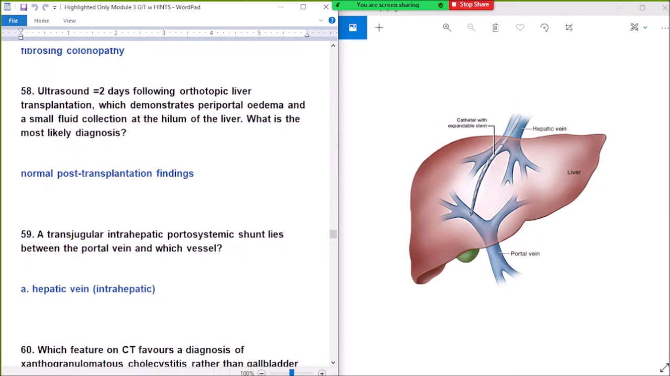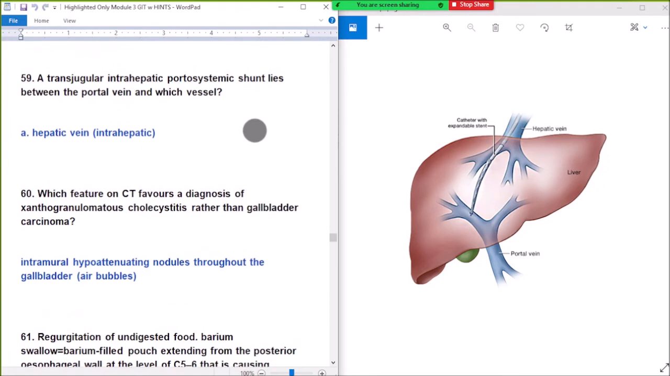Question number 58. Ultrasound 2 days following liver transplantation demonstrates periportal edema and a small fluid collection at the hilum of the liver. What is the most likely diagnosis? Normal post-transplantation findings.